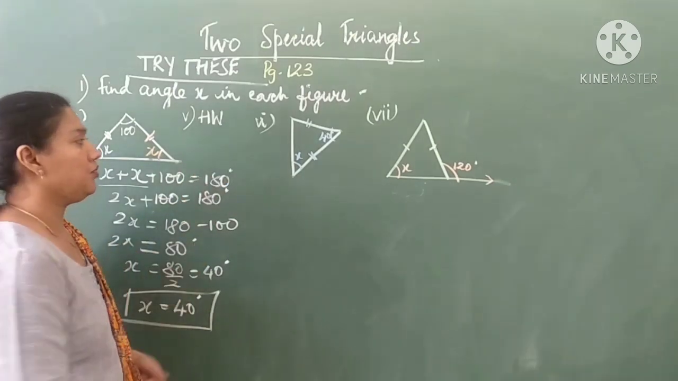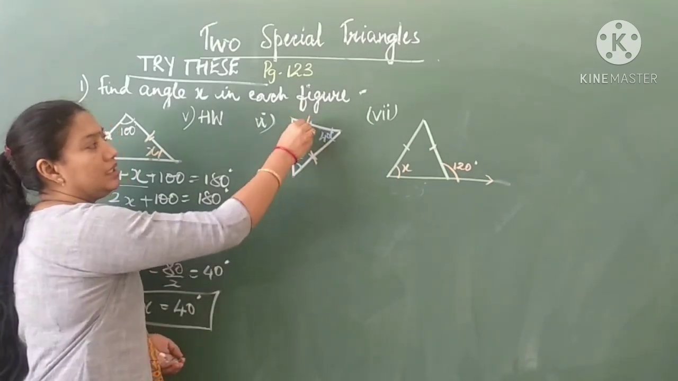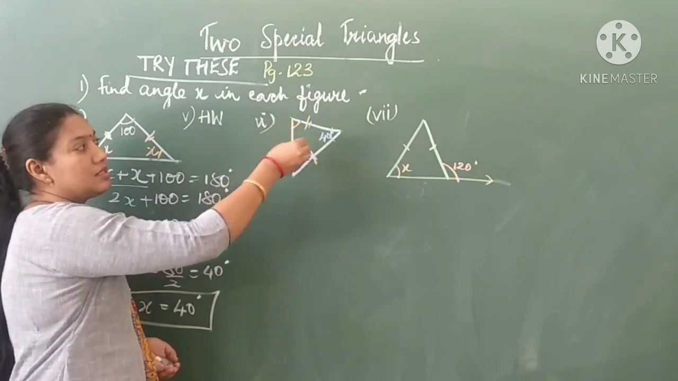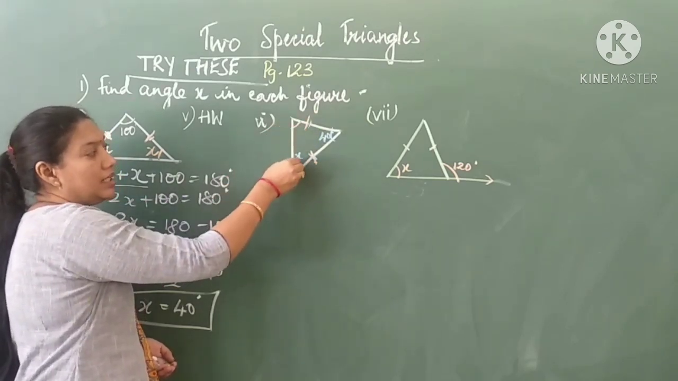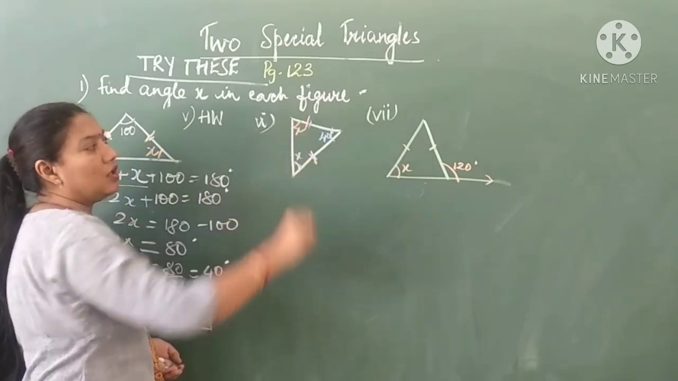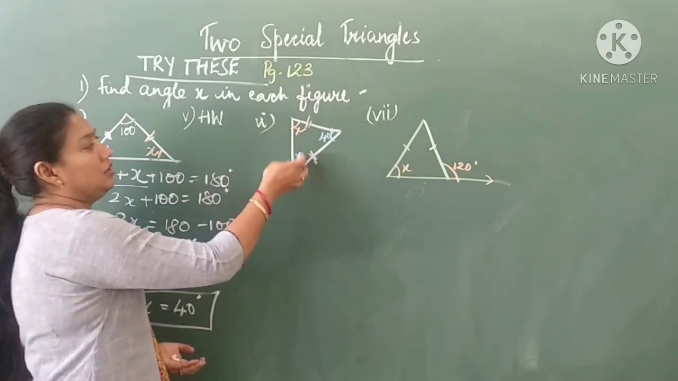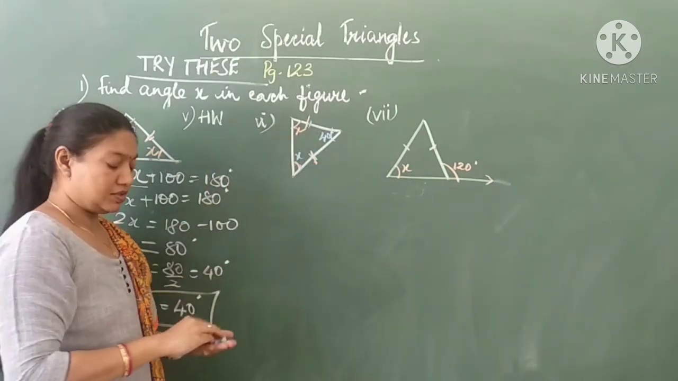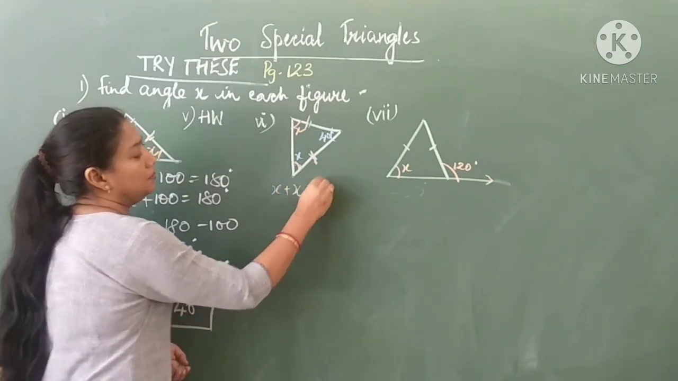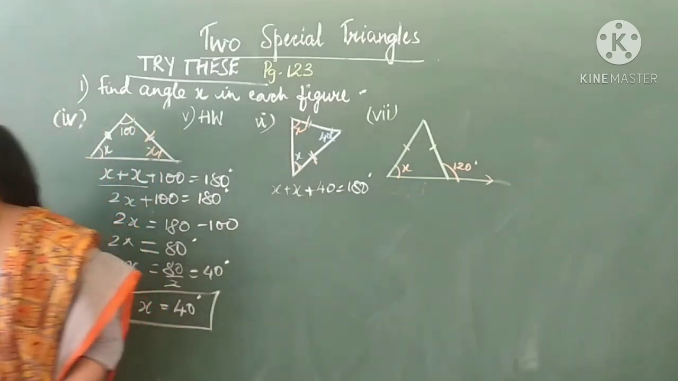Sixth question now. You can see here, these two sides are equal. The angle opposite to this side is this and the angle opposite to this side is this. So if this is x, it means this will also be x. Again the same method. The sum of the angles in a triangle is 180. We'll write x plus 40 is equal to 180 degrees.